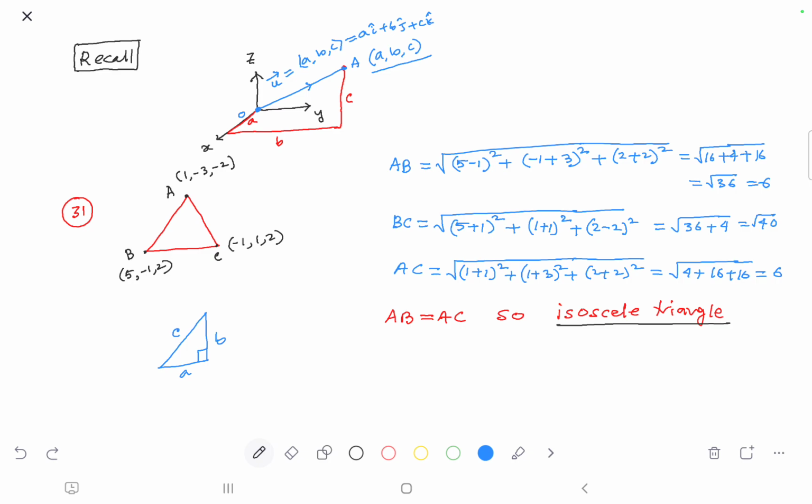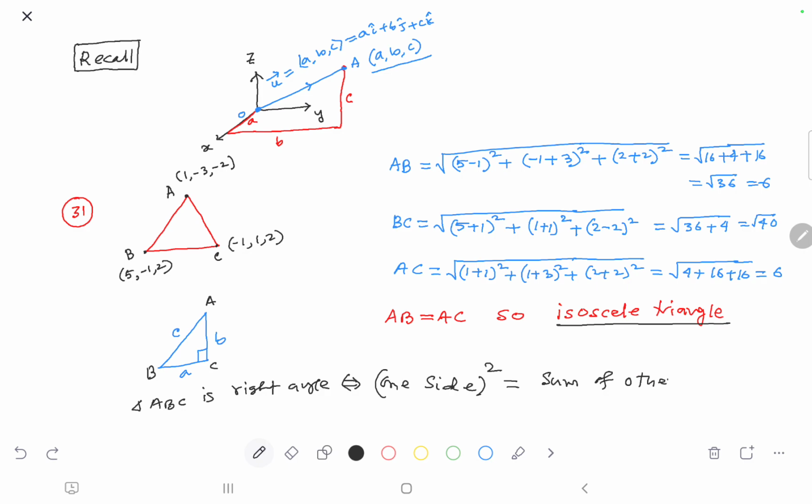Just knowing the sides. Pythagoras. Yes, exactly. So triangle ABC is a right angle triangle if and only if one side squared, we don't know which side, but one of them, equals the sum of the other two sides squared, right? It has to be the hypotenuse squared, yes, but we don't know which one is the hypotenuse.